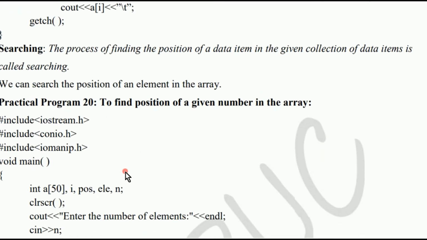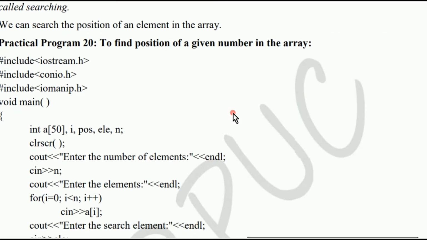The same way we can do the searching process. How can we do the searching process? We can search for one element in the array. For example, if there are 10 values, we will take another value as a search value, and that search value we can search for in the array.